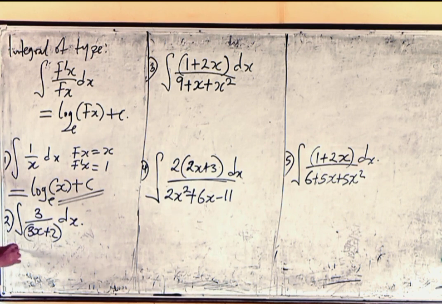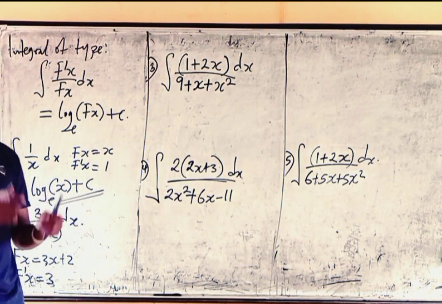Now let's differentiate. Our denominator is 3x plus 2. So if you differentiate this denominator, for the 3x you have 3, and for the constant 2, you have 0.